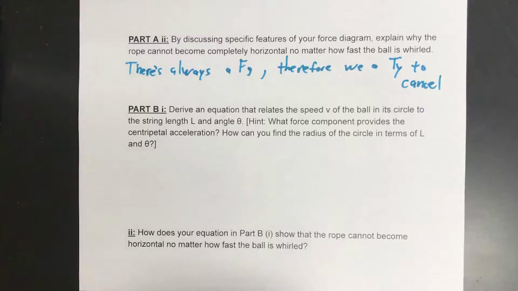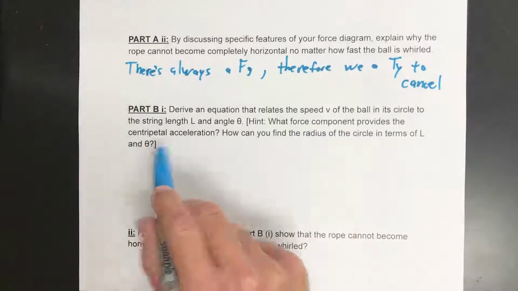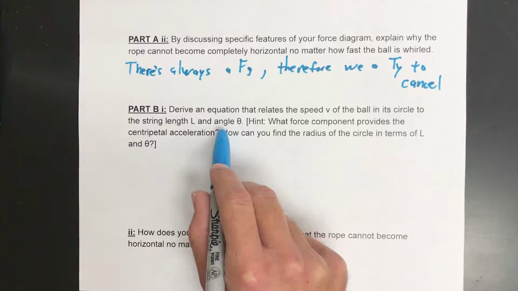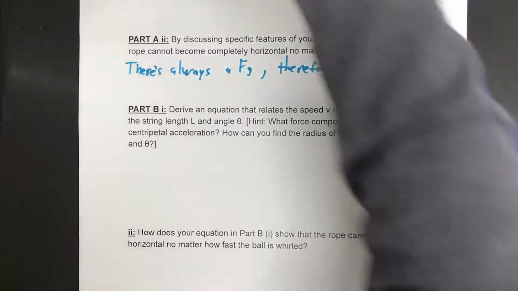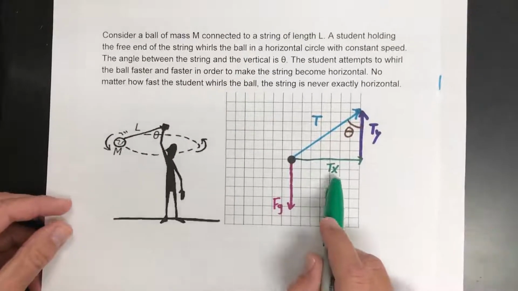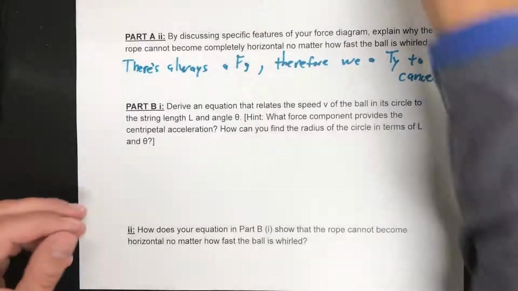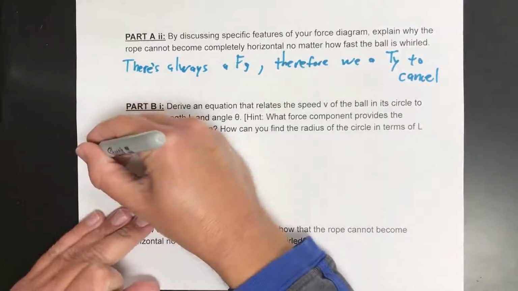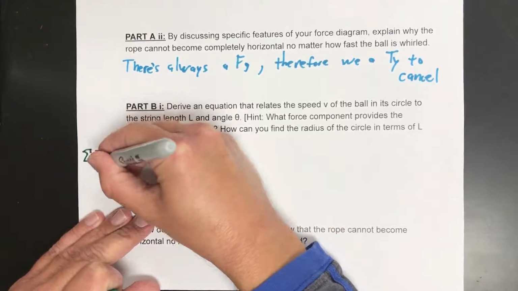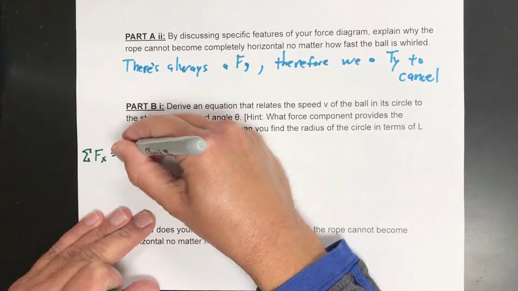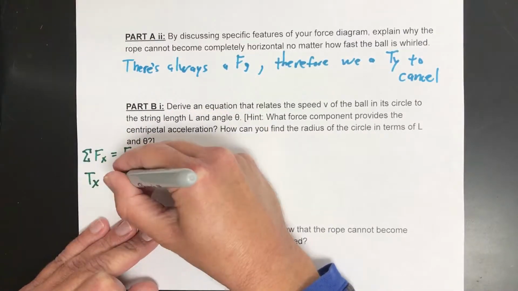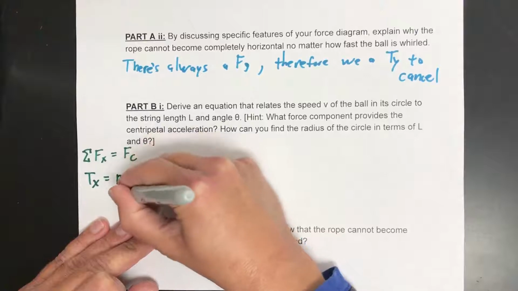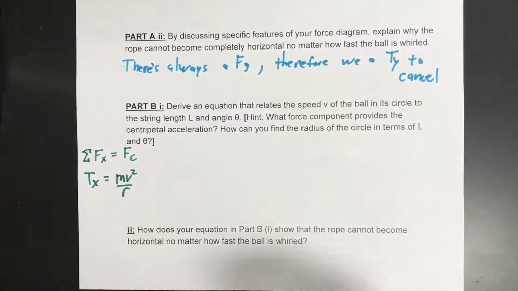Next, it says derive an equation that relates the speed v of the ball in its circle to the string length L and angle theta. So this one gets a little complicated, but let's start it. So first thing, the way we start out all of these problems here, who's the centripetal force? So Tx is the centripetal force there, so let's start off with that. We know that the sum of the forces in the x direction is equal to a centripetal force. The only force in the x direction is Tx, so that must be equal to mv squared over r. That's the beginning of it.